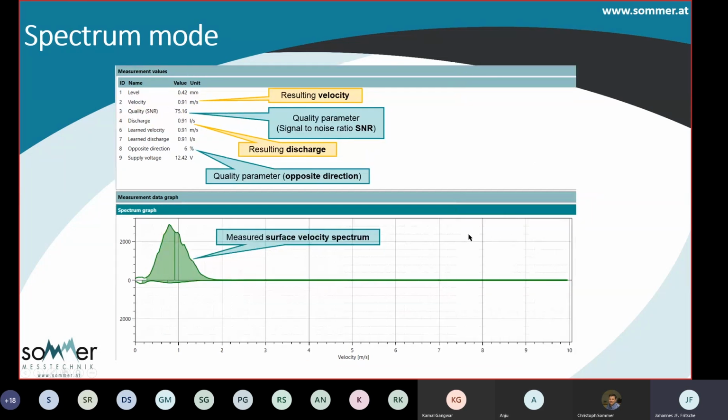Here another example of a good measurement. We see here a velocity of almost 1 meter per second, very high SNR quality value of 75, and a very low opposite direction content. And also the spectrum shows one single peak that is pretty smooth, so this is a good velocity measurement.